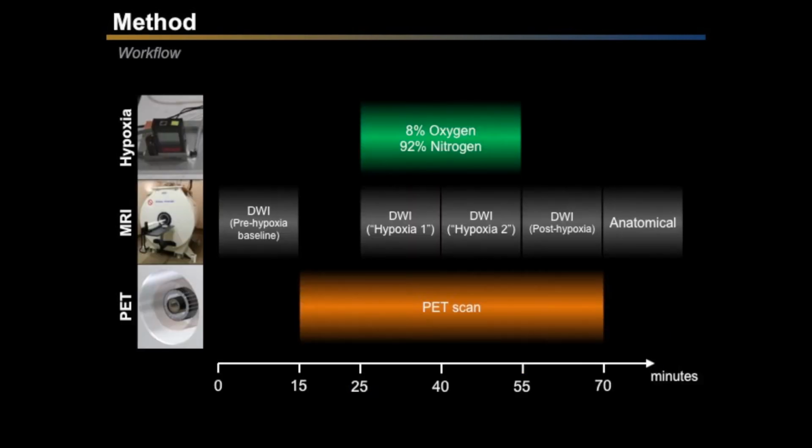And so here's the workflow. It's fairly self-explanatory, but we first acquire some MR baseline, and also we begin the PET scan, which is a constant infusion of FDG. And then we start the 30-minute hypoxic challenge, which is 8% oxygen, all the while acquiring diffusion-weighted images and also PET data, and then of course a little bit afterwards as well.